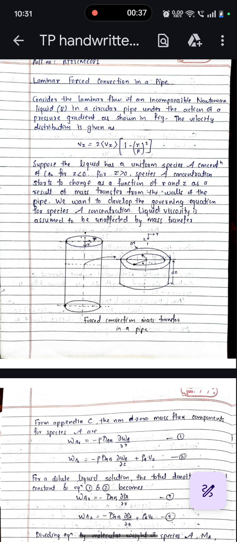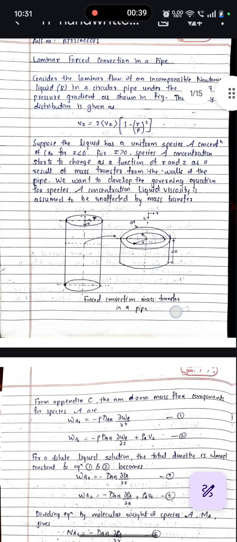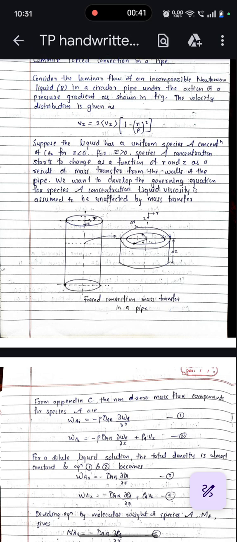Suppose the fluid has a uniform species A concentration of C naught for Z less than 0. For Z greater than 0, species A concentration starts to change as a function of R and Z as a result of mass transfer from the walls of the pipe. We want to develop the governing equation for species A concentration. Liquid viscosity is assumed to be unaffected by mass transfer.